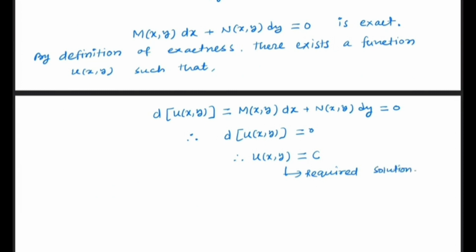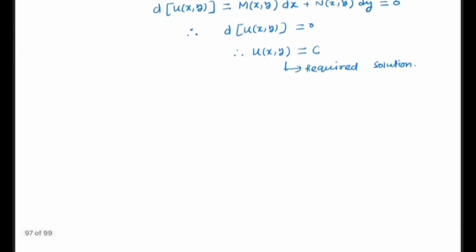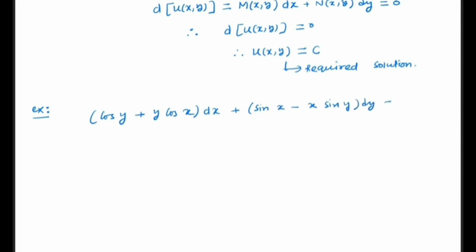So we have to find the required function u(x,y) to solve the differential equation. Now let's see how to find u(x,y) by taking an example. Consider an example: (cos y + y cos x) dx + (sin x - x sin y) dy. Now we have to identify what is M and what is N. The one with dx must be M, and the one with dy is N.